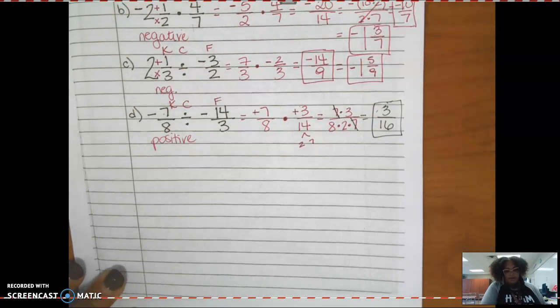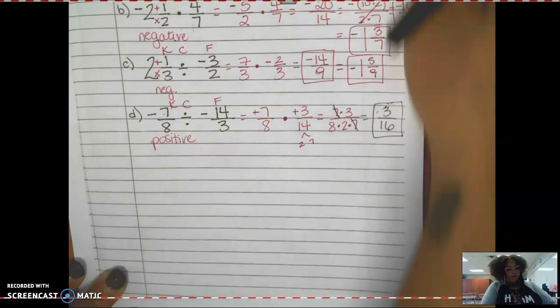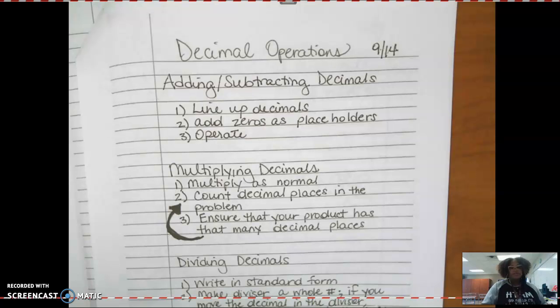Done with that. Alright, the next part, decimal operations. If you are adding and subtracting decimals, line up the decimals, add the zeros as placeholders, and work it out. Multiplying decimals.